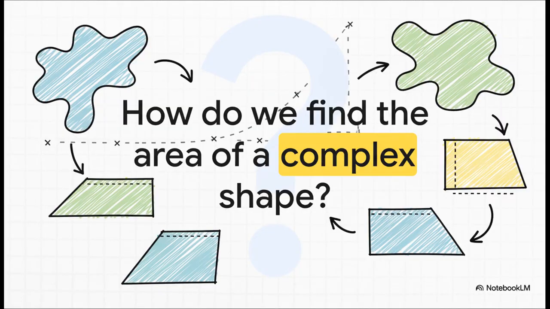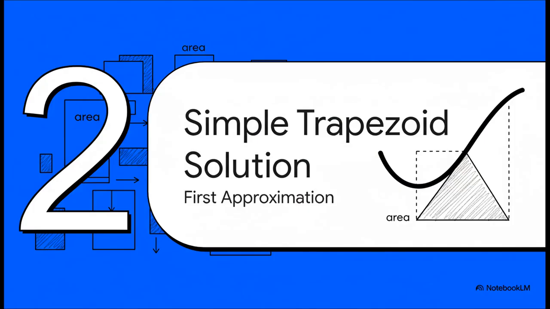So that brings us to the big question. If our simple formulas don't work, what do we do? How do you possibly measure a shape that just doesn't play by the rules? Well, the answer is you have to get clever and find a way to approximate. And here's where we make our first move. Instead of trying to deal with that complex curve all at once, we're going to use a shape we actually understand, a simple trapezoid.